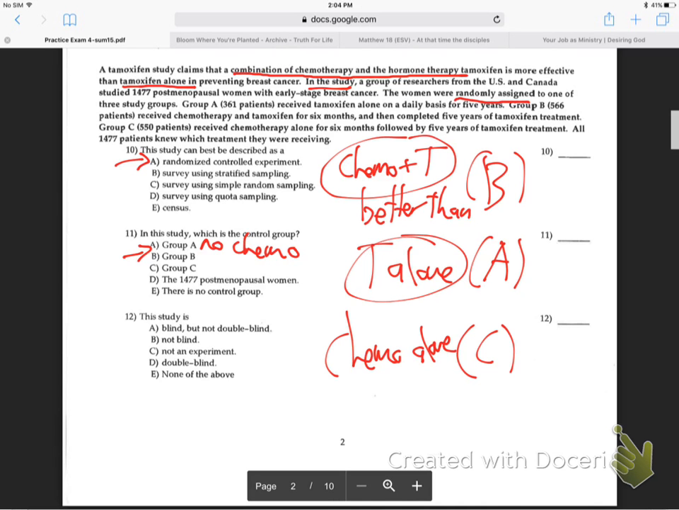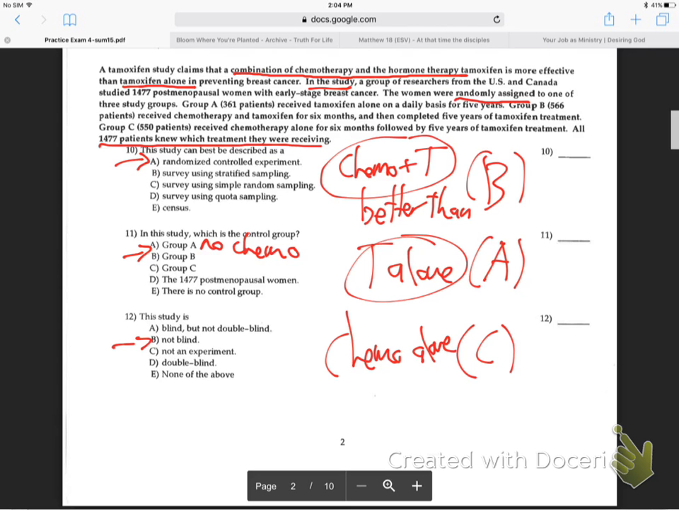This study, is it blind, not double blind, not blind? Any kind of blindness in this experiment? No, doesn't it say they all know what they're getting? Yeah, all 147 know what they're getting. There's no blindness here. Not blind. They're not keeping it secret at all.